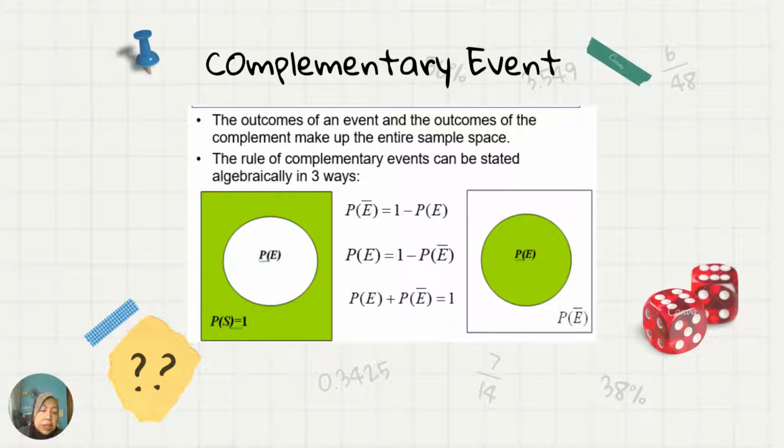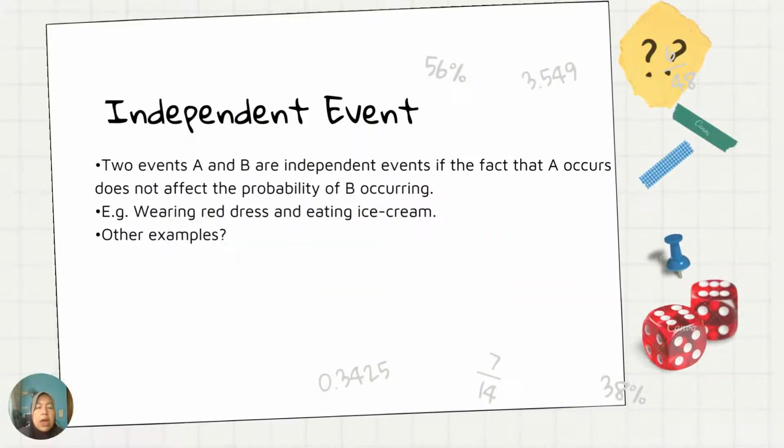Okay, so this can be represented through a Venn diagram, either like this or like this. You can see on this one they are either like this, or like this. Then this E bar is the complementary event itself. Okay, that's for the complementary event.